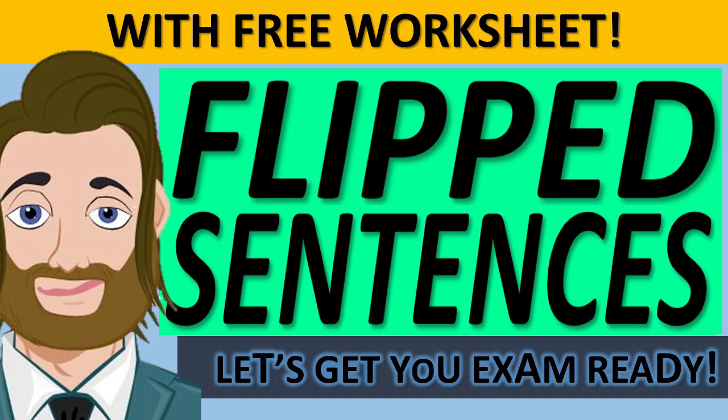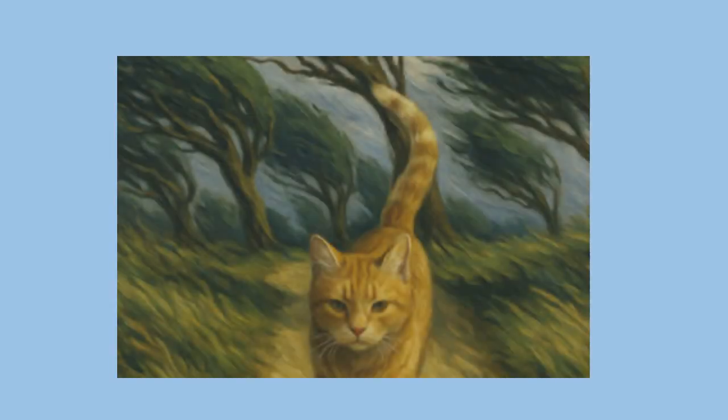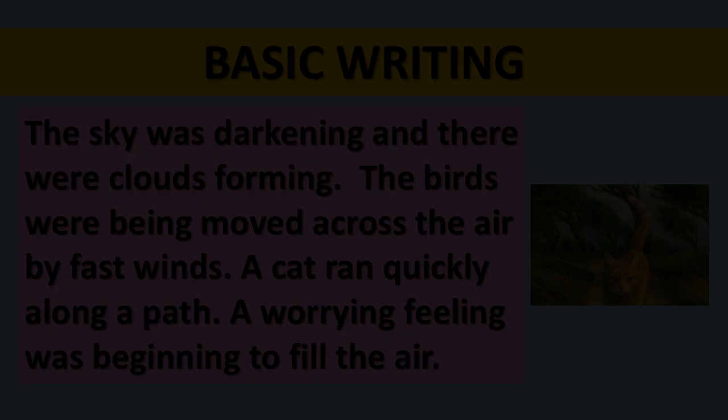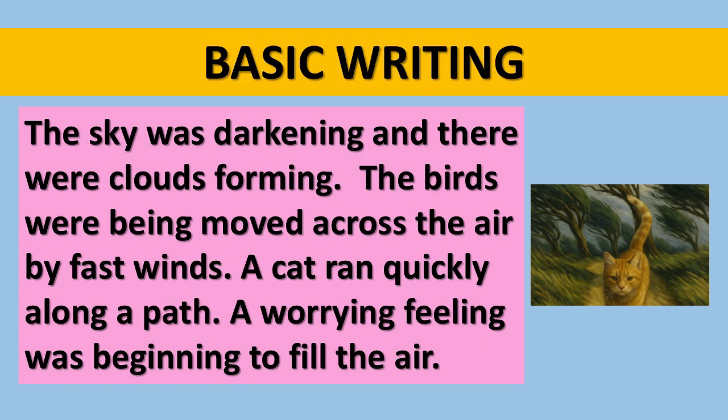Okay, let's learn how to flip sentences. Now we're going to start with a model response. Here's a picture of a cat walking along a path on a windy day. We're going to use this as inspiration to write a text. So here is some basic writing. The sky was darkening and there were clouds forming. The birds were being moved across the air by fast winds. A cat ran quickly along a path. A worrying feeling was beginning to fill the air.